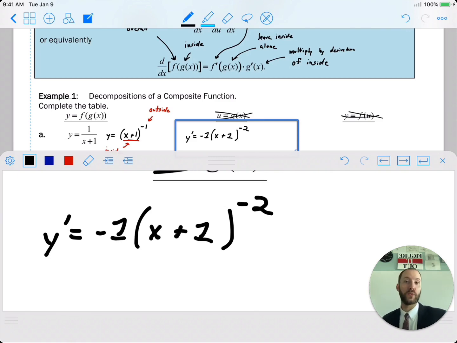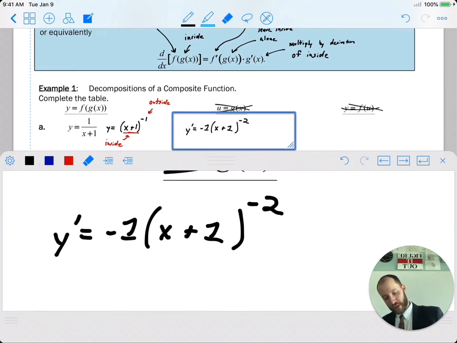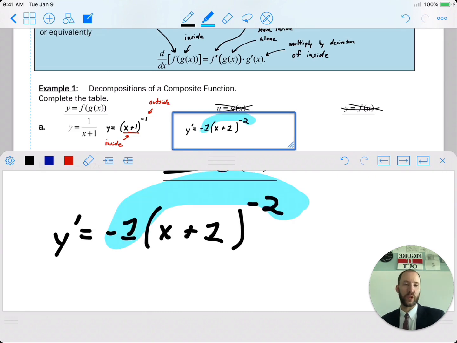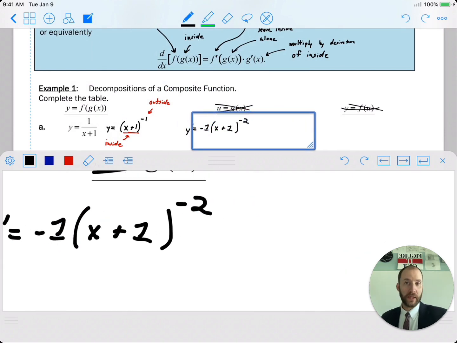So x plus 1. Okay, so derivative of the outside. Oh, sorry, wrong tool. Highlighter to derivative of the outside. So the negative 1 came down. Decrease exponent by 1. Then leave the inside alone. Then we're going to multiply by the derivative of the inside. So derivative of x plus 1 is just 1.